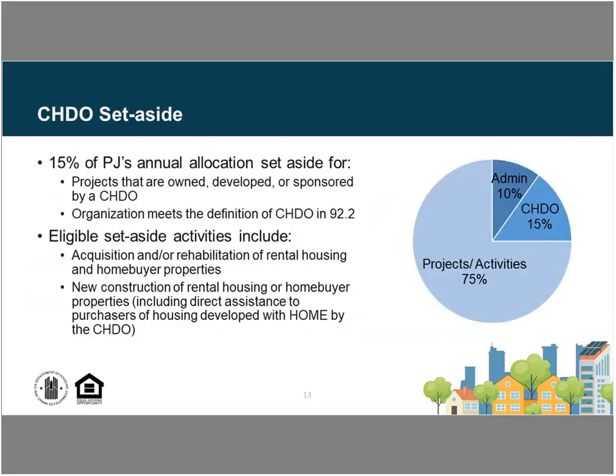Let me dig into the set-aside a little bit. The set-aside, as I mentioned, is 15% of a PJ's annual allocation. So every year, HUD automatically puts 15% of the money that's in your award into a separate pot for the CHDO set-aside. And that's for projects, as I said, that are owned, developed, or sponsored by the CHDO, and the CHDO meets the definition of CHDO in the rule.